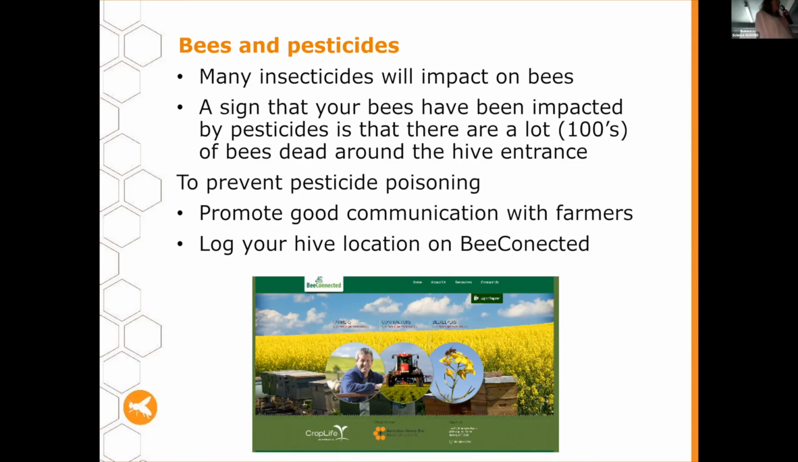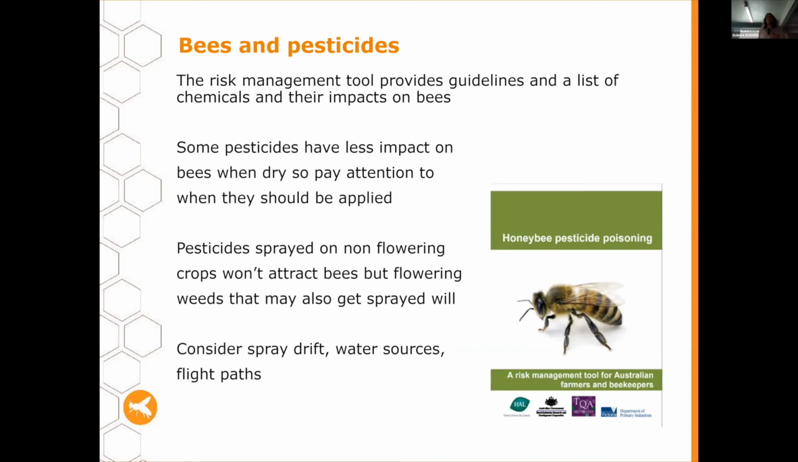There is a Bee Connected app which you can log on to and you can check where the local hives are if the local beekeepers have put them in there. And so we're encouraging both sides to play a part in that. And we've got a risk management tool over there as well if you want to have a look at that one. That is a good list of all the different pesticides and how they impact on bees.